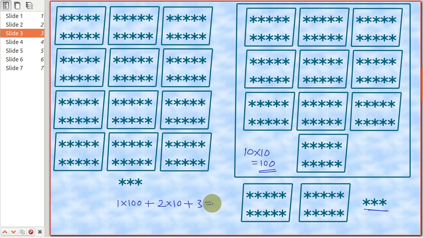So this is 123 in that way, and this is our number, right? If you think about it, when we simply write 123, what we mean is, this is the units place, this is the tens place, this is the hundreds place. So we have one box of 100, two boxes of 10, and three loose stars. Exactly what we have here, right?